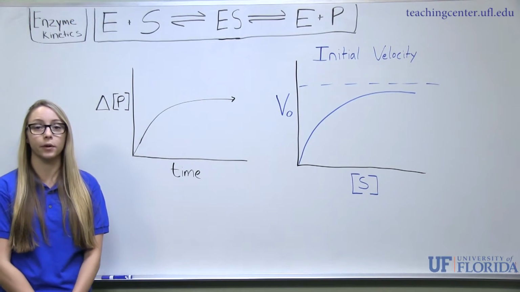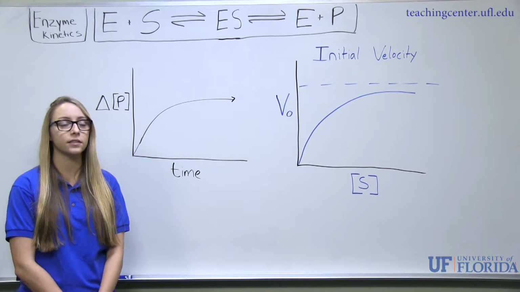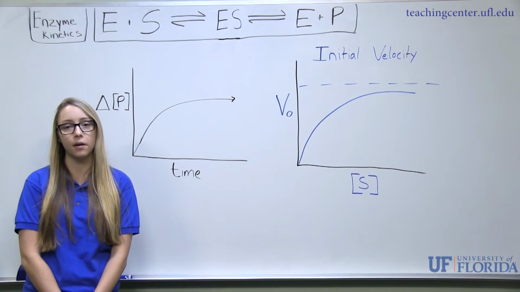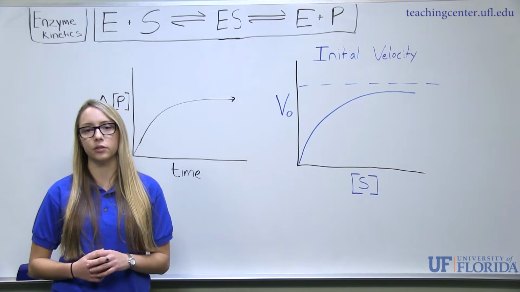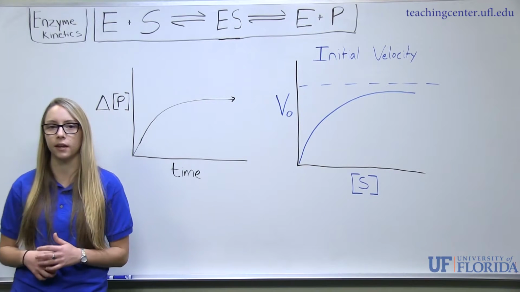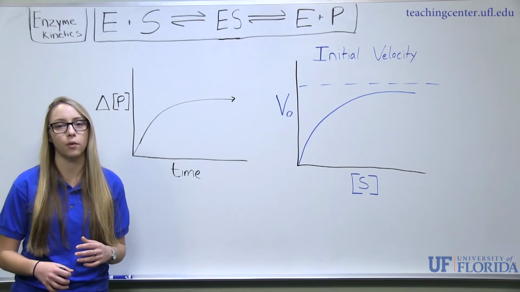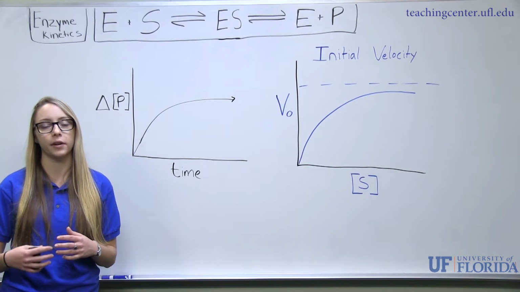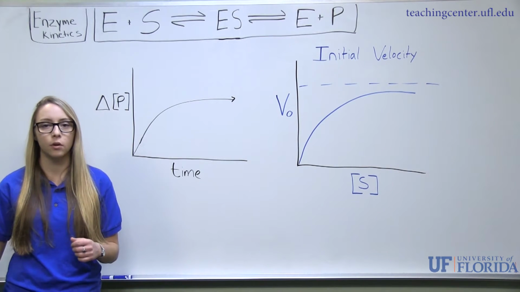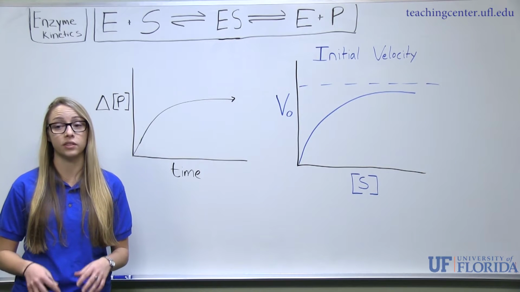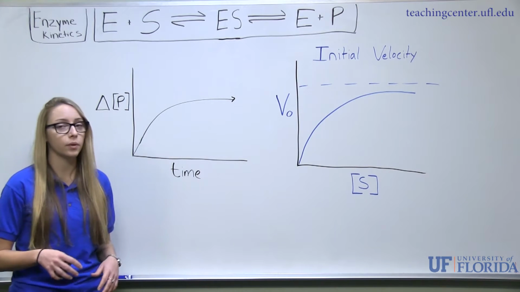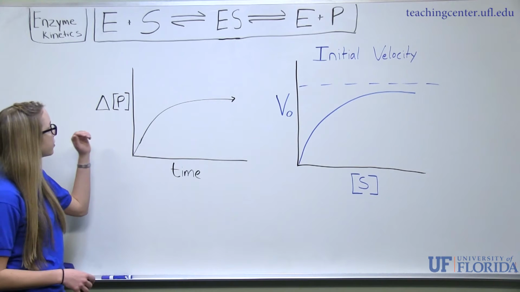My name's Kelly, and today we're going to be talking about enzyme kinetics for the general catalysis equation above. It's really important to realize that when we talk about enzyme kinetics, we're not talking about the way the velocity of a reaction changes over time. We're talking about the initial velocity of the reaction. What I mean by that, you can see on this graph here on the left.